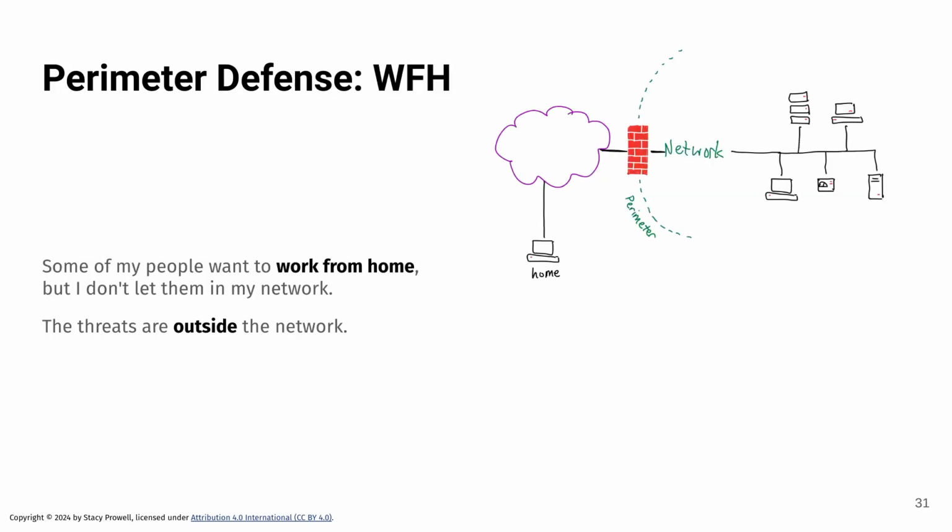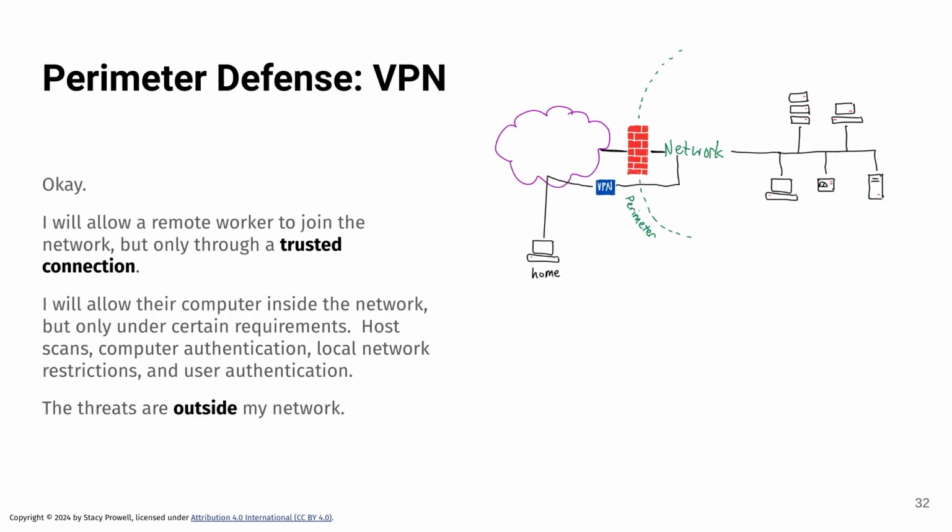And now people come to me and they say, I want to work from home. Now, your home is not inside my network perimeter. Your home is outside my network perimeter, and that's where the threats are. So my initial answer is no, you cannot work from home. But then the CEO comes along and says, I want to work from home. And my answer has to be, yes, sir. So I have to implement some way to allow them to work from home.